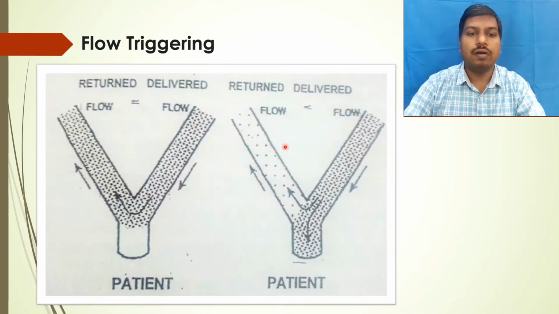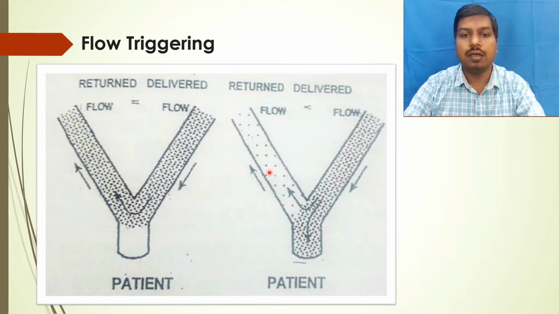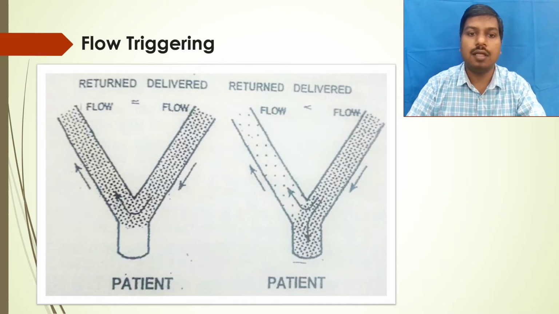In flow triggering, there is a continuous flow of gases through the ventilator circuit, and the machine continuously monitors the flow both in the inspiratory limb as well as the expiratory limb. When the patient takes a breath, there will be a fall in the flow in the expiratory limb of the circuit. That will be sensed by the machine, which will understand that the patient is taking spontaneous breaths.